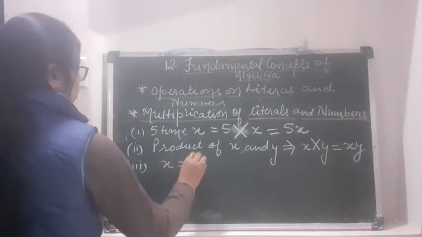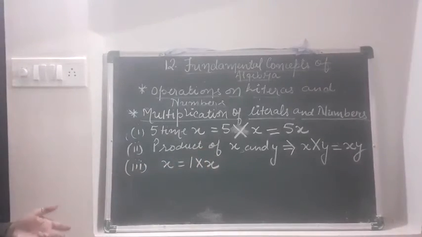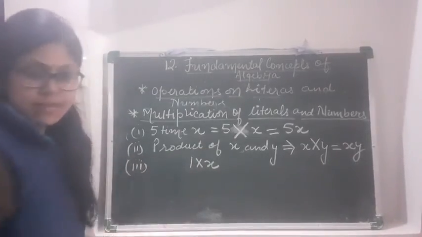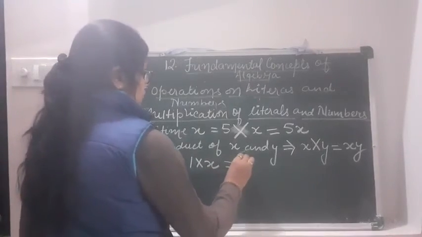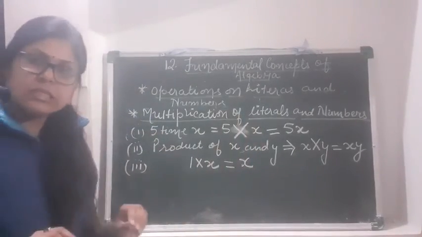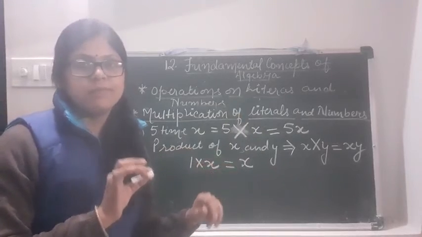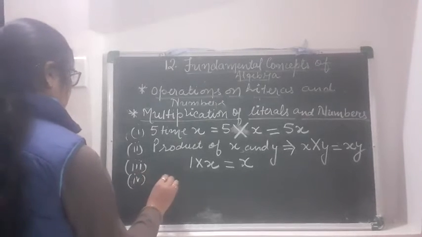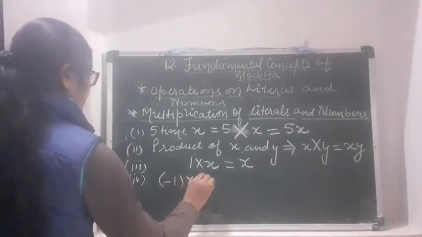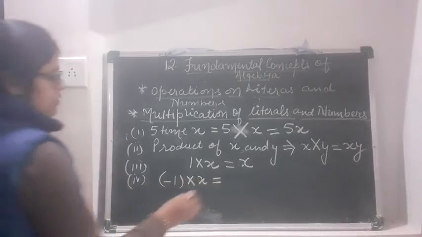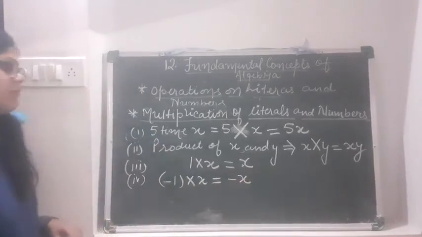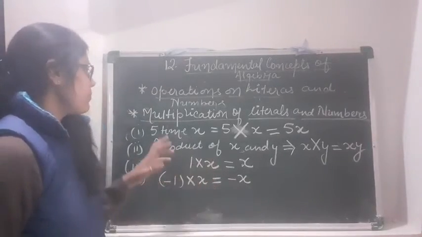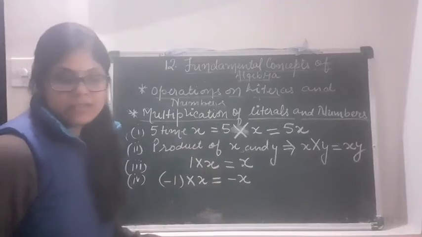Now the third one is x. x means what? 1 into x. If 1 into x is there, the answer will be x. Means that variable will only come. Now next, if we multiply the variable by a negative sign, then the negative variable will come. Okay, negative literal will come.